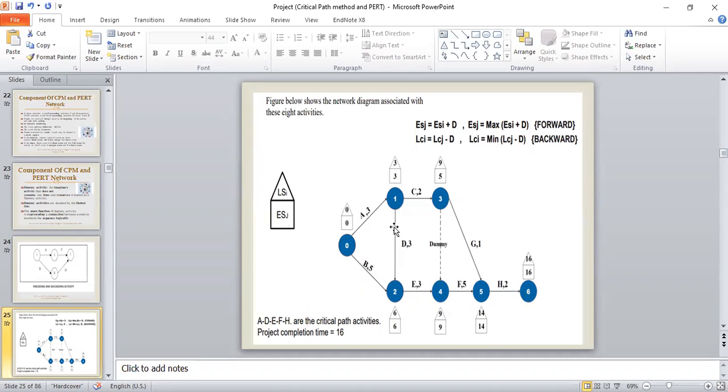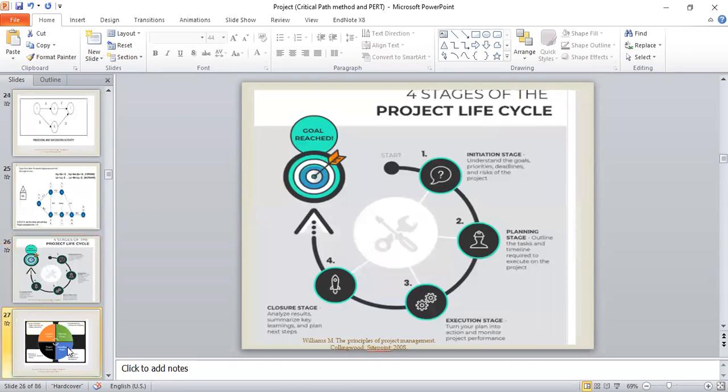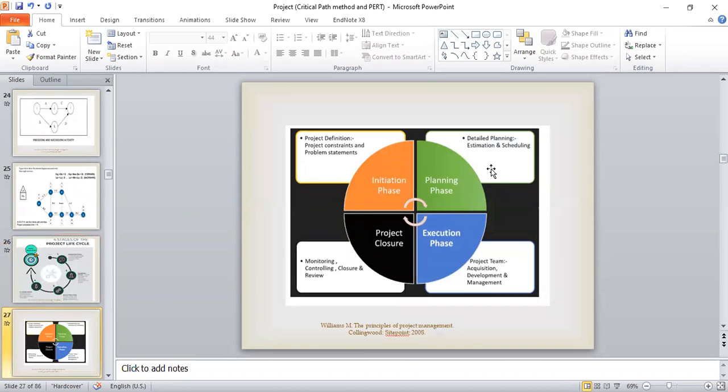And as in network analysis, critical path method is also already described as the longest pathway in network analysis. Now the stages of project life cycle. It includes the initial stage, planning stage, execution stage, and closure stage. Planning phase includes detailed planning, estimation, and scheduling. Then first initiation phase, which includes project definition, constraint, and statement. Then planning phase, a detailed planning, estimation, and scheduling. Then execution phase, which includes project team execution, development, and management. And then project closure, which includes monitoring, controlling closure, and review.